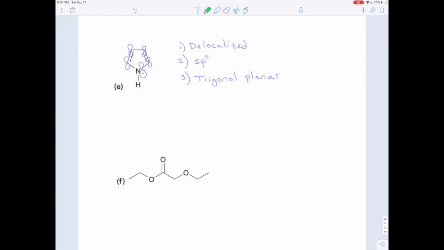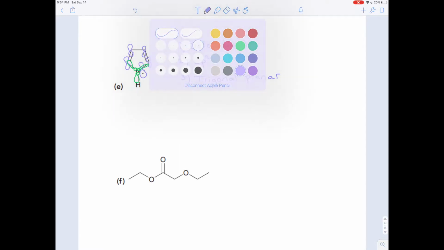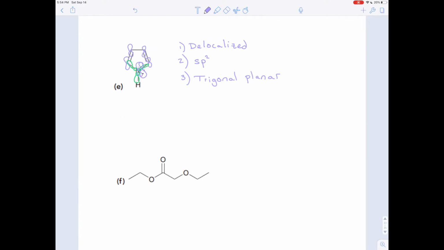So that's that. And then if you imagine that flat pancake, the trigonal planar pancake, the p orbital is going to be going up and down through the pancake. So you'd have the trigonal planar orbitals that are flat, and then that p orbital would go through the middle, up and down.